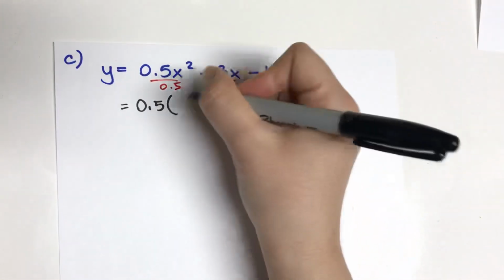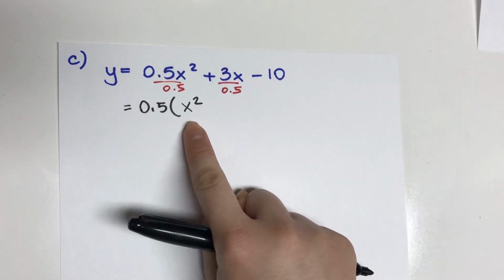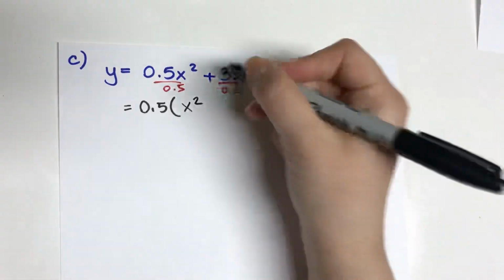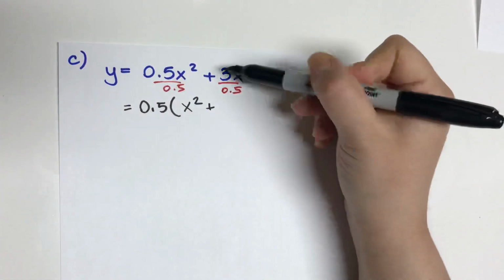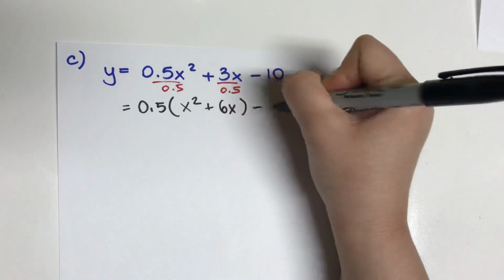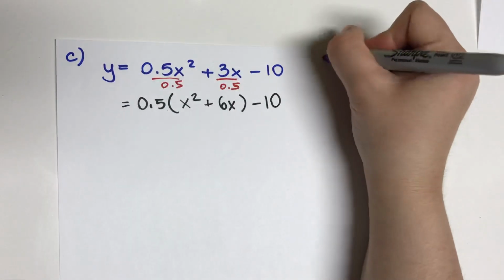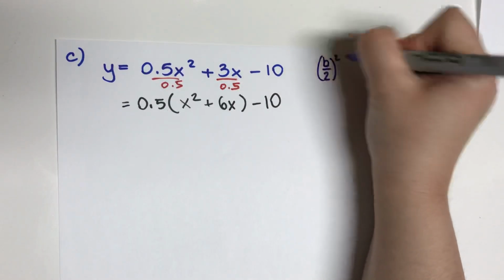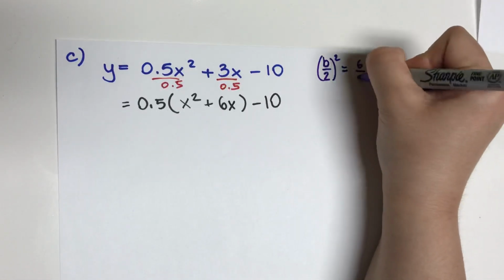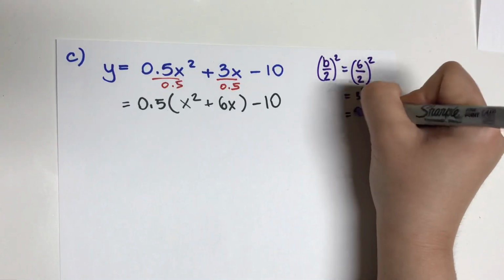When I divide it out of the first term, you will always end up with x squared. So in the brackets, it'll always look like it did last week. It'll just say x squared. And then your second will be some other value. So 3x divided by 0.5 is 6x minus 10. So I'm going to calculate my b over 2 squared on the side. In this case, my b is 6 again, like in the first example. So 6 divided by 2 squared is equal to 3 squared is equal to 9.